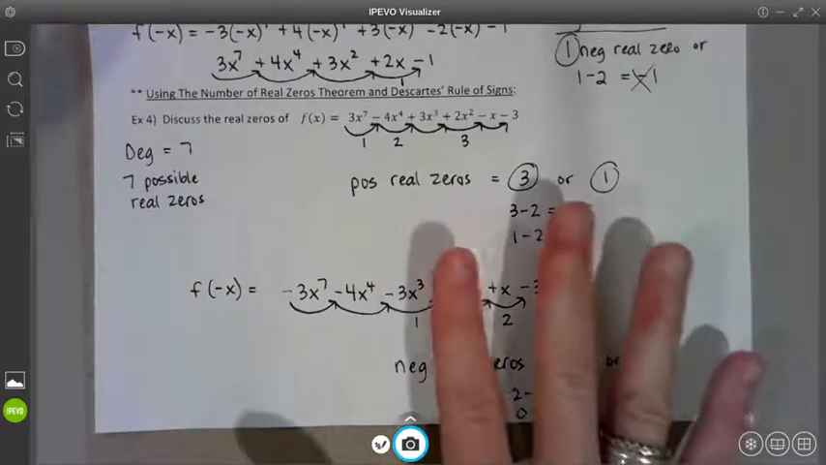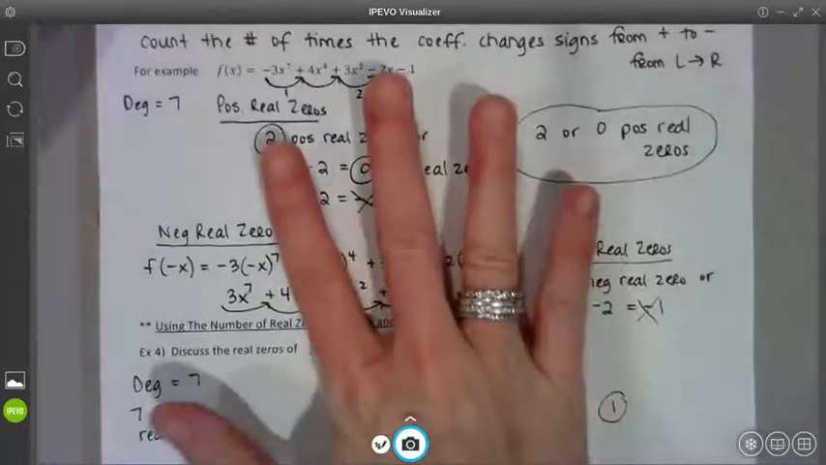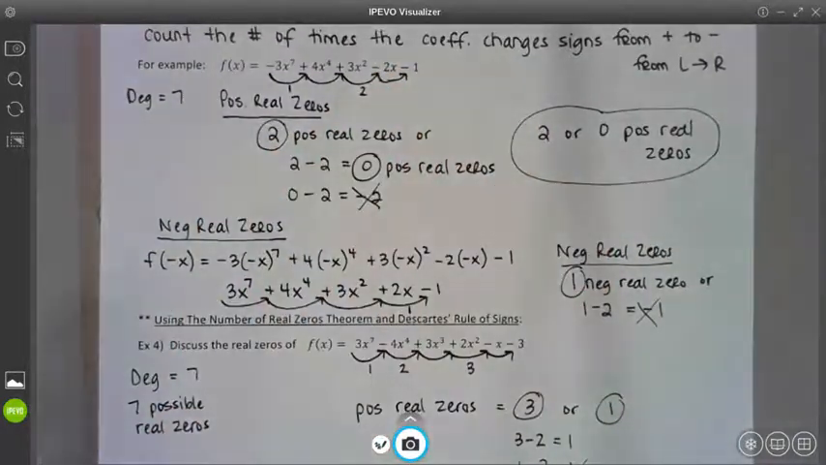I know it was a lot of information. And I think Descartes is the only new information being thrown at you. The zeros and the factor theorems, that should not be anything new.